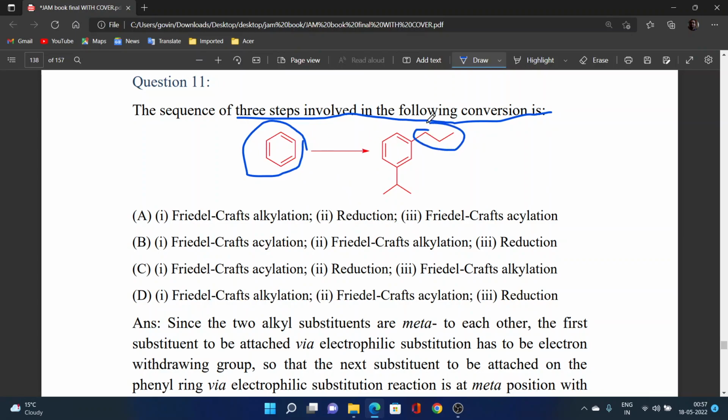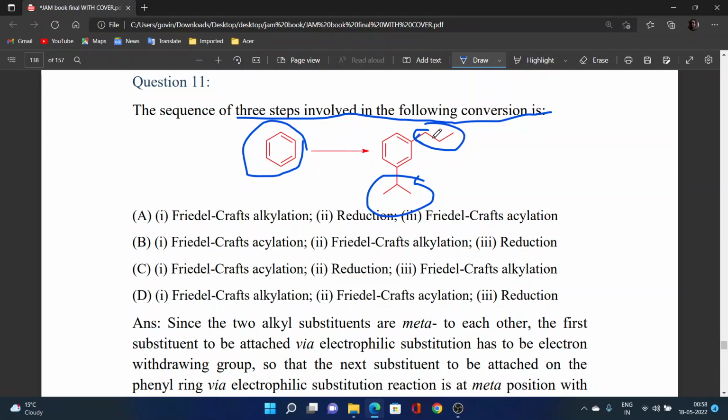2 alkyl groups. Let us look at the position. Position of both of them are at the meta position. So first step will be, of course, it will be either Friedel-Crafts acylation or Friedel-Crafts alkylation, and then second will be again Friedel-Crafts acylation or alkylation. So the thing is, if the product has to be found meta, that means the initial should be addition of electron withdrawing group. So of course it cannot be Friedel-Crafts alkylation, because alkyl group is electron donating group, so it will be ortho and para directing.